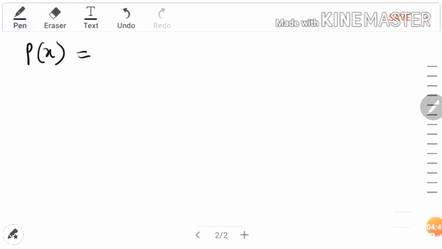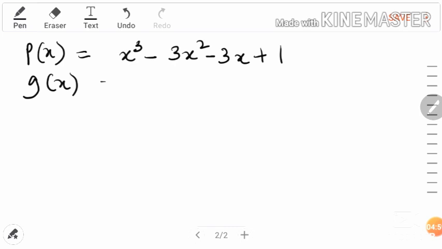Let p of x be x cube minus 3x square minus 3x plus 1, and g of x be the polynomial x plus 1. Now in this case, the dividend and the divisor both are already written in their standard form. The term with the highest power is written first, and then thereafter the terms have decreasing powers of the variable. So let's start dividing.